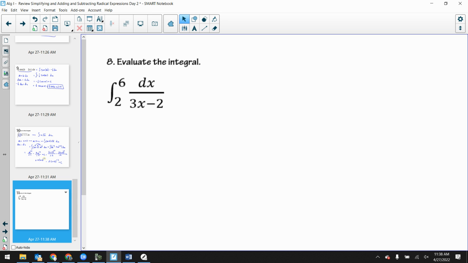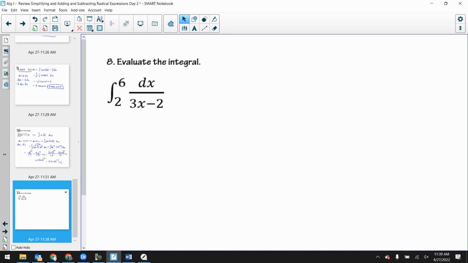All right. Evaluate the integral from 2 to 6 of dx over 3x minus 2. So this is very similar to one of the other problems we've already done, but now instead of indefinite integral, we are doing definite integral. Okie dokie.